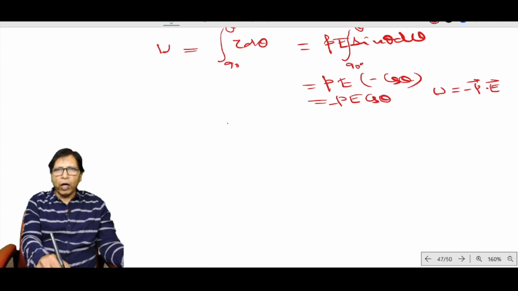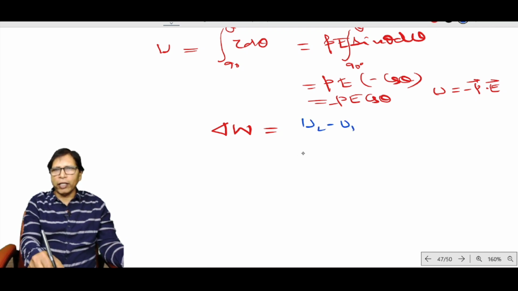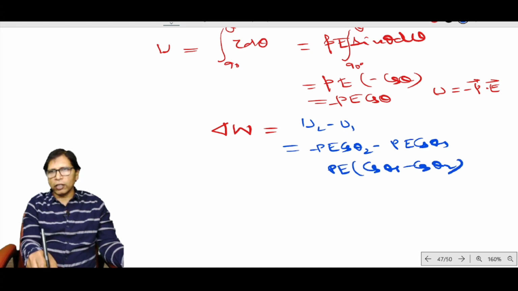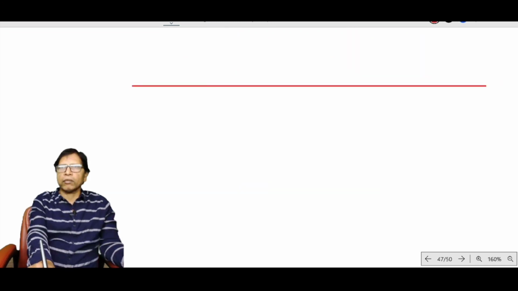Now, the amount of work done to turn the dipole, delta W, equals U2 minus U1. That is minus P E cos theta 2 minus minus P E cos theta 1. Therefore, P E into cos theta 1 minus cos theta 2. No problem, this is the work done.